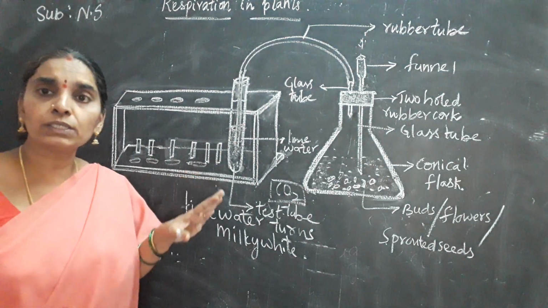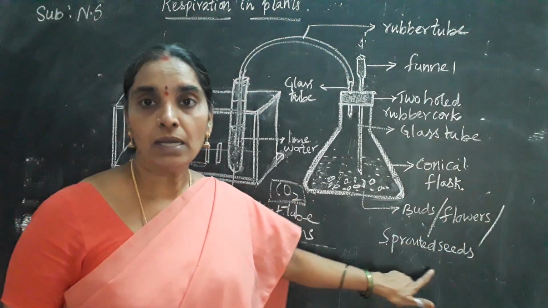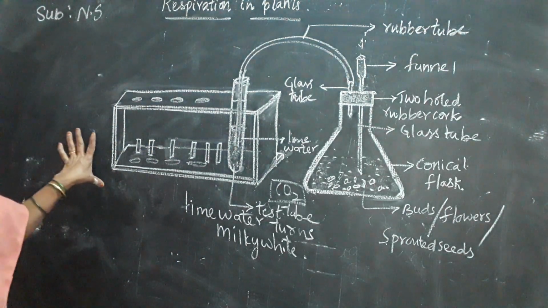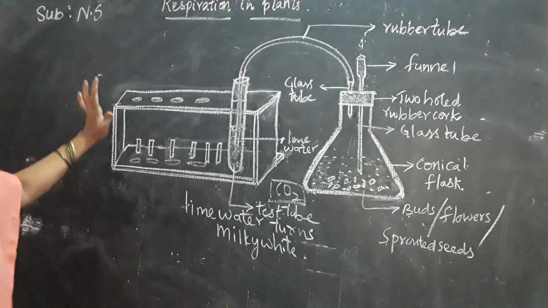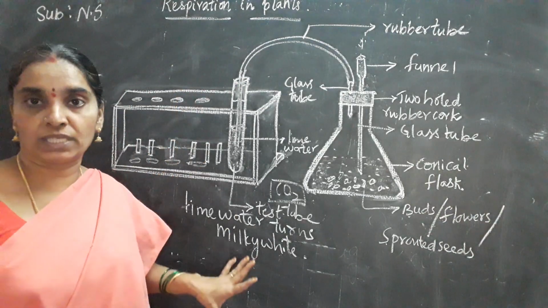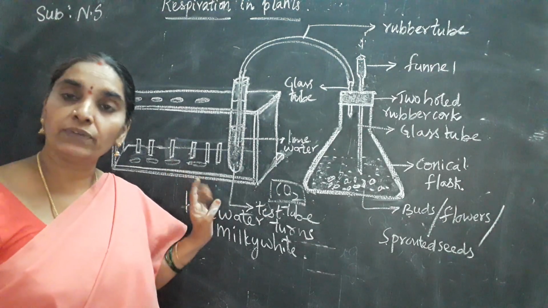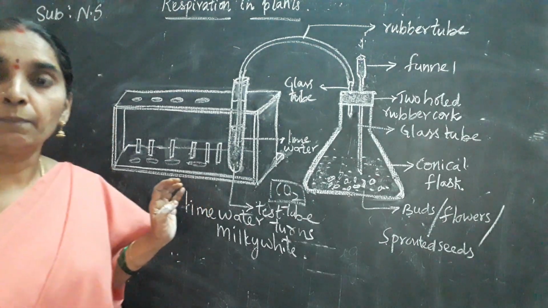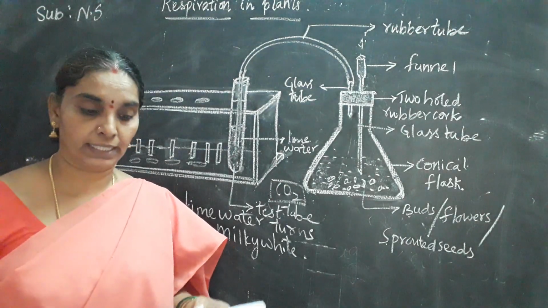Next, you can also do these experiments by taking the buds or flowers or sprouted seeds as I told you earlier. You draw the apparatus, that is the experiment diagram, and write down the experiment completely along with the apparatus and procedure and what you understood from this experiment. So from this experiment we can understand that plants also respire. Now let's answer the questions given in your textbook.